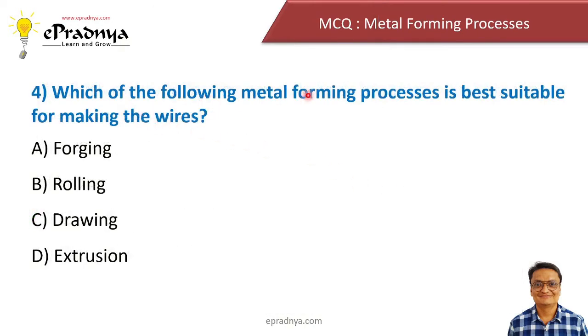Which of the following metal forming processes is best suitable for making wires? The options are forging, rolling, drawing and extrusion. And the correct answer is drawing, which is also called wire drawing.